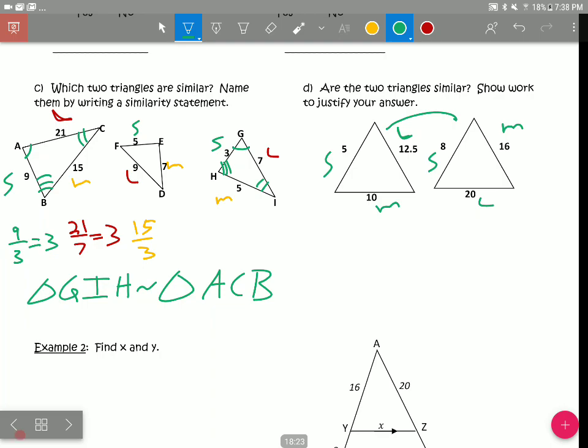So small divided by small, that's 8 divided by 5, so 8/5. Middle divided by middle, that's 16 divided by 10, which is also 8/5. Large divided by large, 20 divided by 12.5. So let's double that. That's 40 divided by 25. Divide that by 5, that's 8/5. So yes.